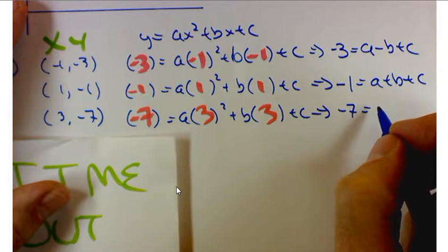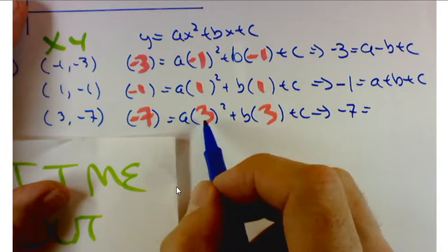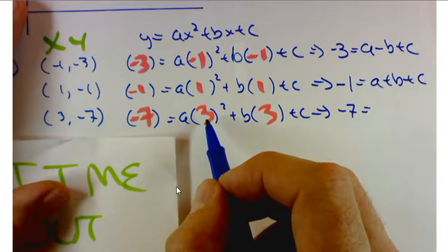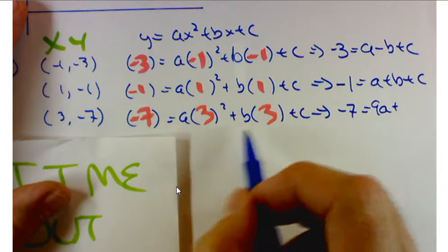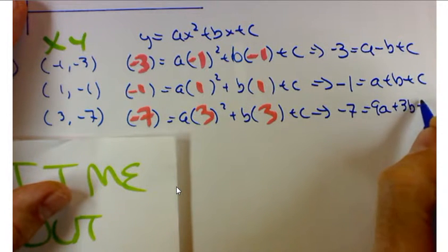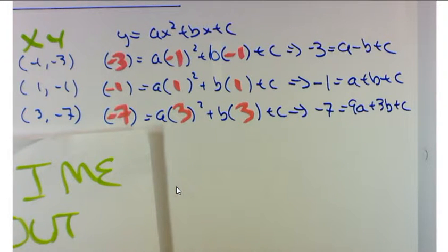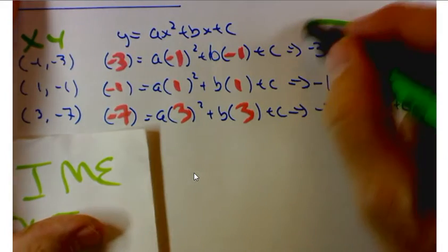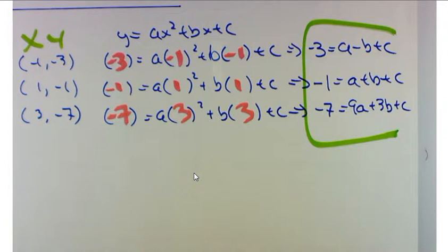Times what? 3 squared is? So 9a plus 3b plus c. Cool. Thank you. This is your 3x3 system of equations. That's my goal here, is for you guys to be able to set up these systems of equations.